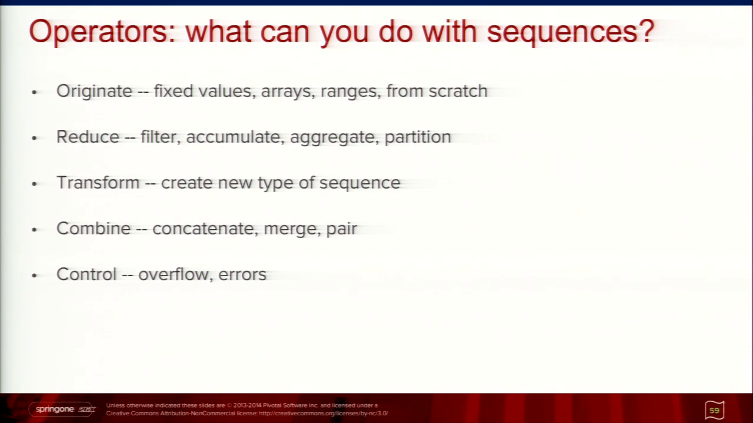Now, what it boils down to is there's only so many things that you can do with sequences. You can originate sequences. You can produce one from a collection or a range of something. You can reduce them in some way to have a smaller sequence, maybe by filtering, maybe by aggregating, partitioning. You can transform them, combine them, or you can control things like overflow and errors, which was the question earlier, what to do when you have too many.